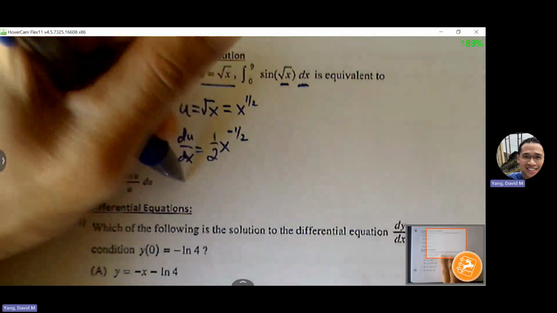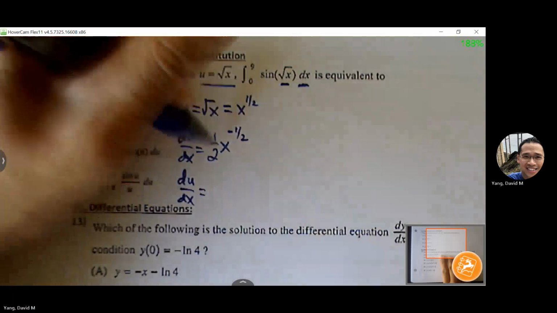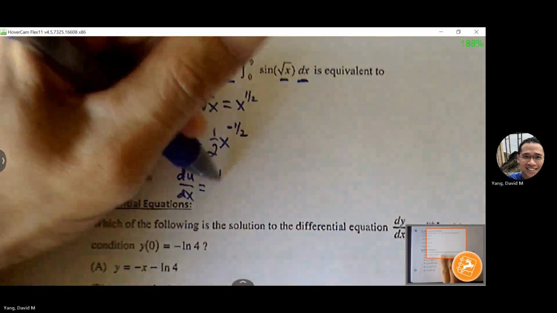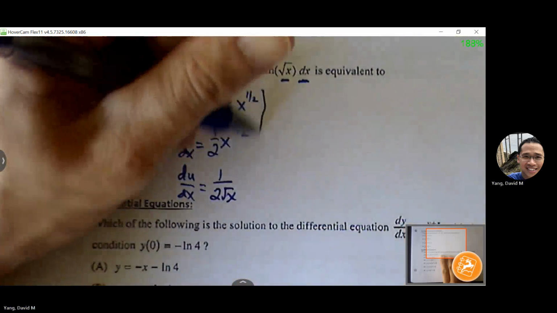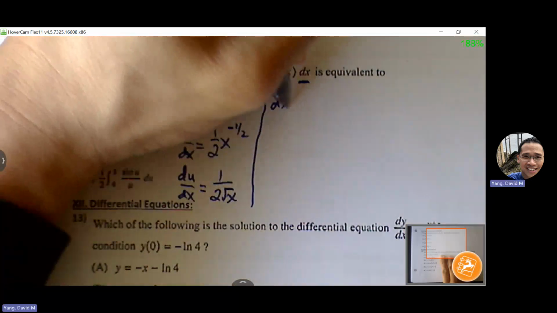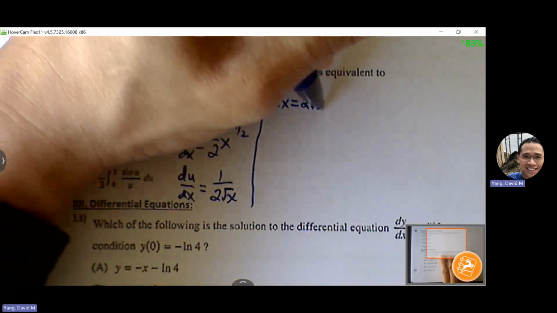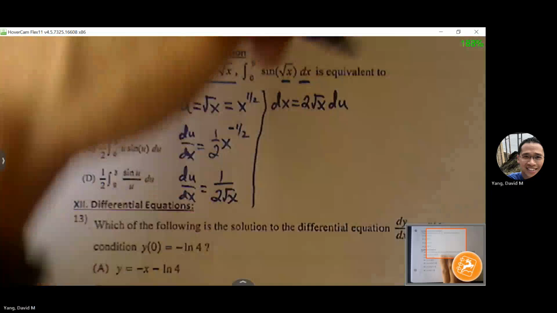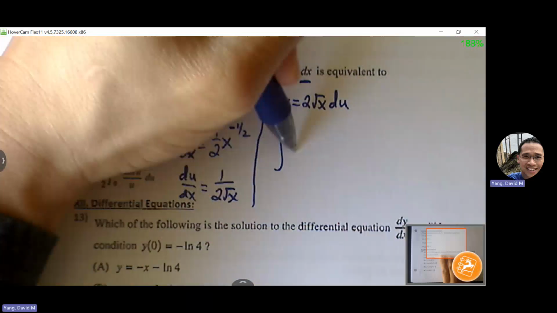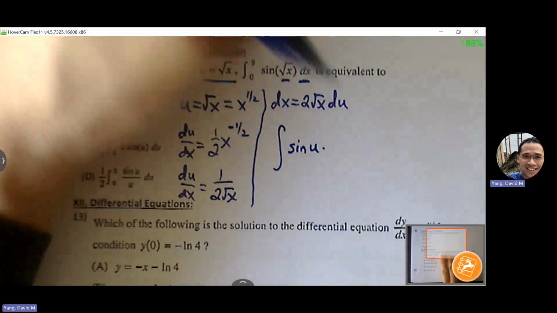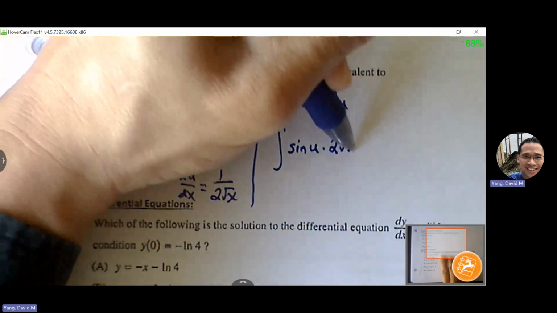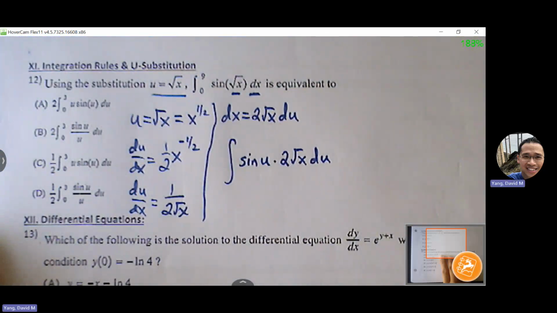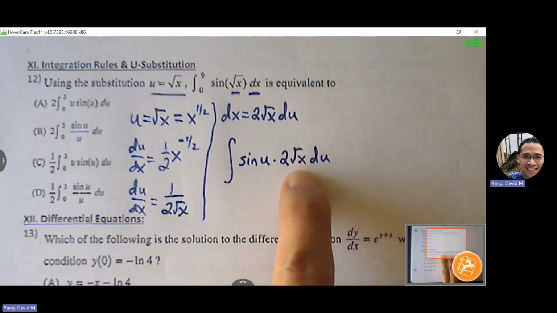Okay. All right, let me do some cleanup here. The same thing as 1/2 x to the 1/2. Same thing as 1/2 root x. If I cross multiply, I get dx is equal to 2 root x du, right? Okay, I'm going to make my substitution. Try to get everything in terms of u, so sine of u, and then dx gets replaced with 2 root x du. Okay. There's still that root x sticking out, but we'll deal with that later.